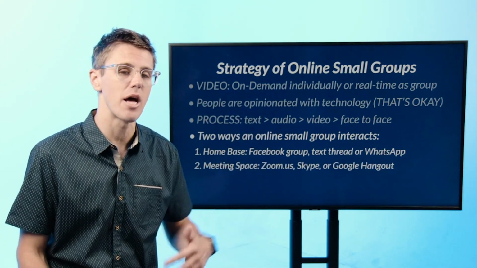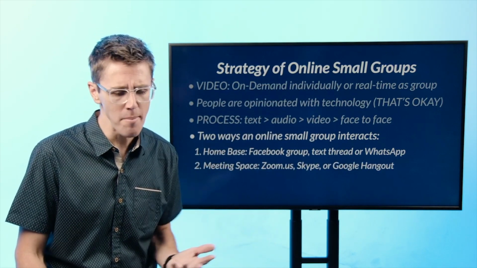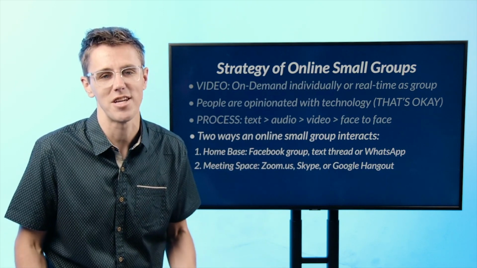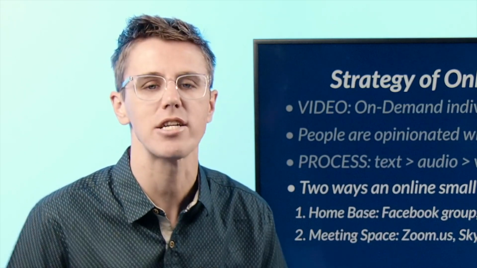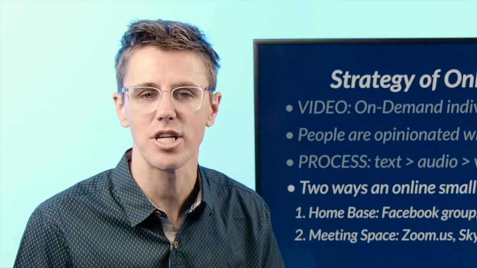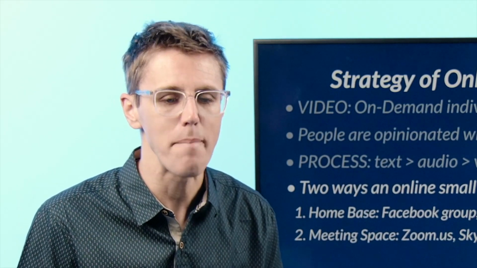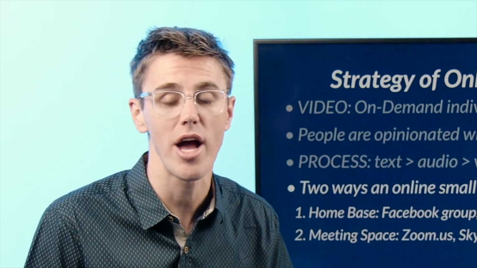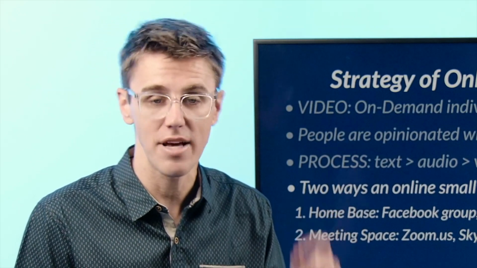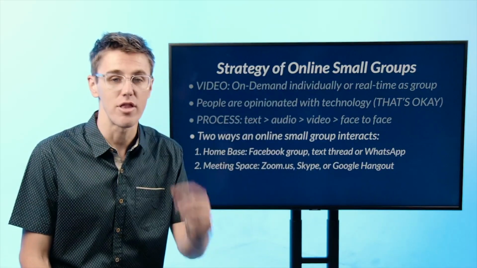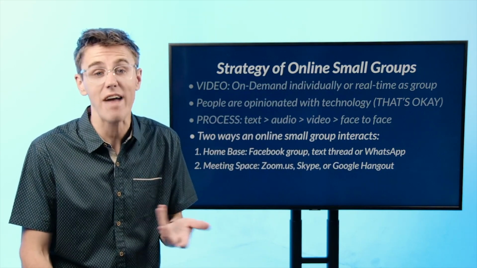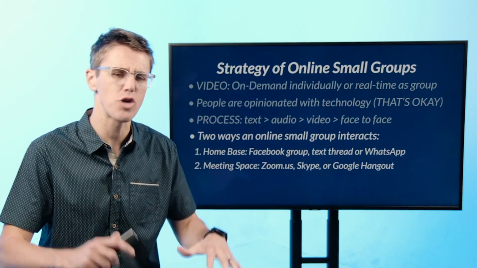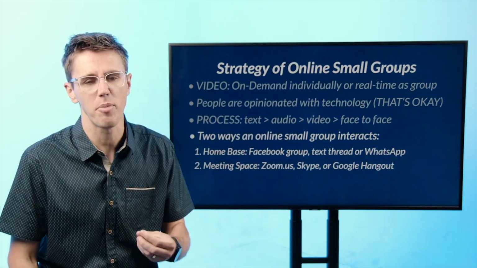And then there's a meeting space. That means this is the platform that they get on and actually have the conversation. So one is the home base where they're interacting 24/7. And the next is the actual meeting place: when they meet, where do they go? In the Facebook group, they might put a link to Zoom. They say, hey, this is where we're meeting at 7 o'clock on Tuesday, and they click on that, and that's the live room where they interact. Or they might jump on Skype or a Google Hangout. These two types of places, a home base and a meeting space, are very important.